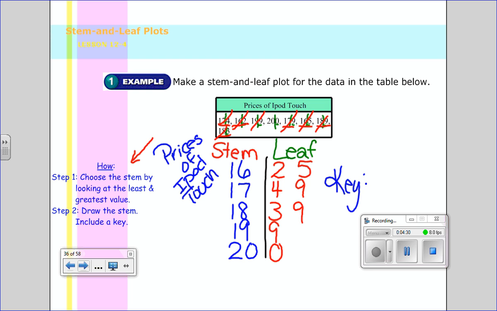You can pick really any number you want off of this graph we just did. I always like to just choose the first one. So 16, the slash, the 2, really means $162. You'll notice I did put a label over here so you know it's in dollars. It's not in pennies, it's not in quarters, whatever. It's $162. There we go.